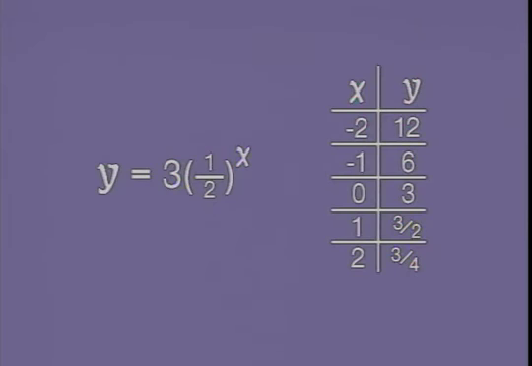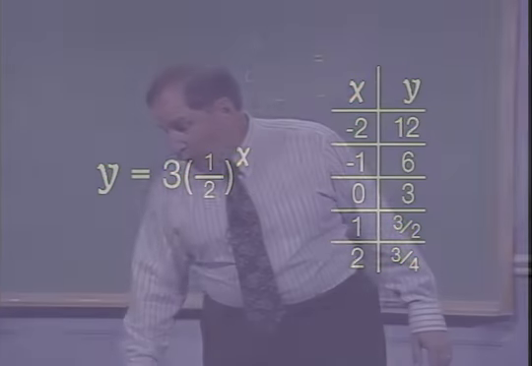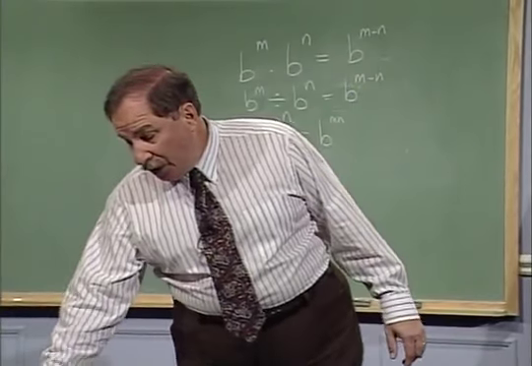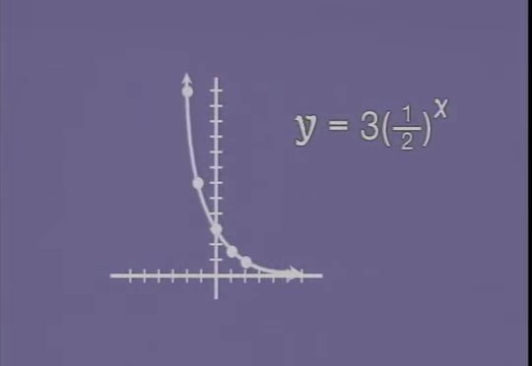So 1/2 to the negative 2 is 4, and times 3 is 12. Thus, the point (-2, 12). Okay? In our next visual, we see the sketch of this graph with the points plotted, and you'll notice it looks just like y equals 1/2 to the x, except we're expanding. The numbers are bigger because instead of starting at (-2, 4), it starts at (-2, 12). We've multiplied everything by 3.